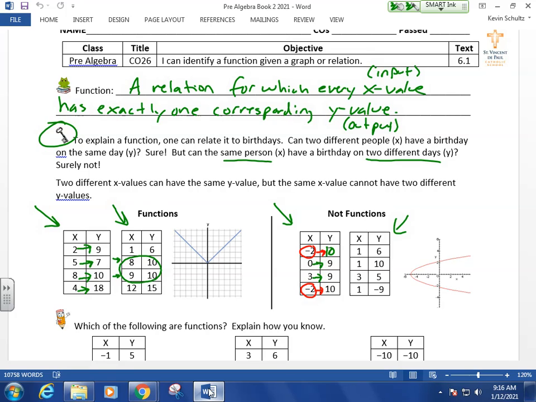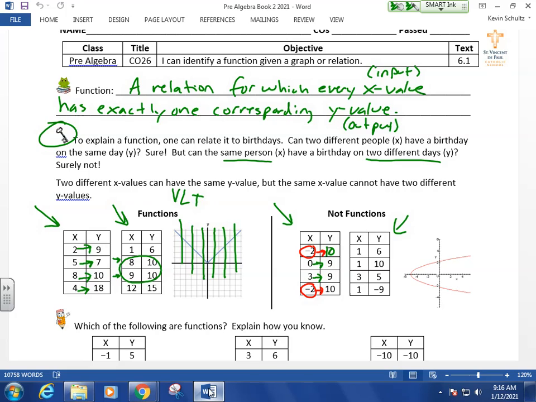Okay, all right. So the other type of way we can represent a relation is in a graph. Okay, and so I've got an example of a graph in the function section, an example of a graph in the not function section, and there's something called the vertical line test. It's abbreviated VLT, vertical line test, which is a way to determine whether or not a graph is a function. And if you'll notice here, I can put vertical lines through this graph in several different places, but each vertical line that I draw only touches the graph one time.